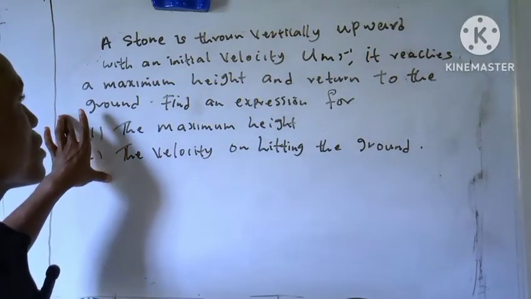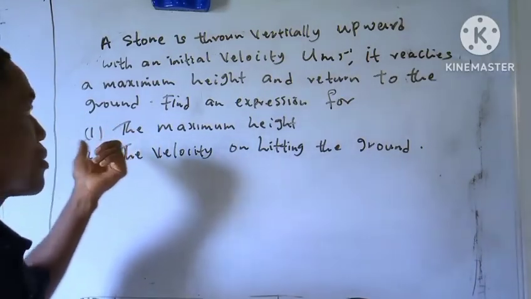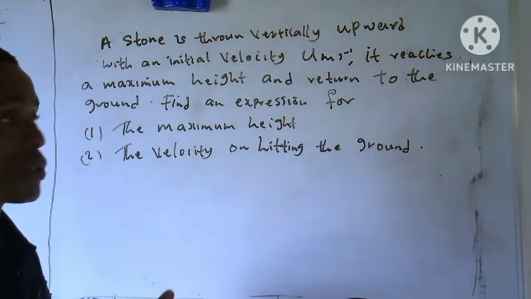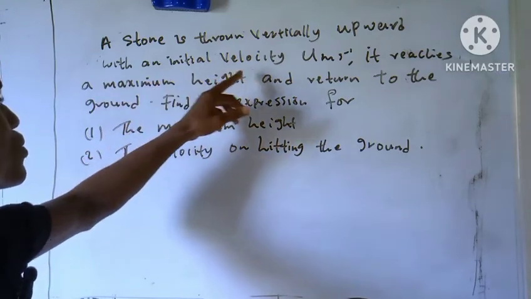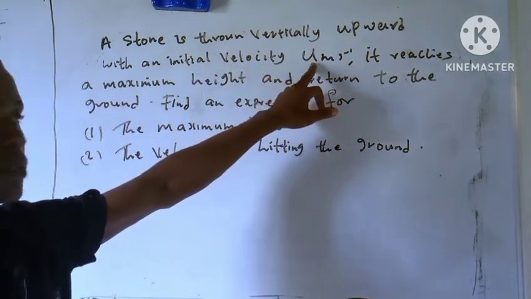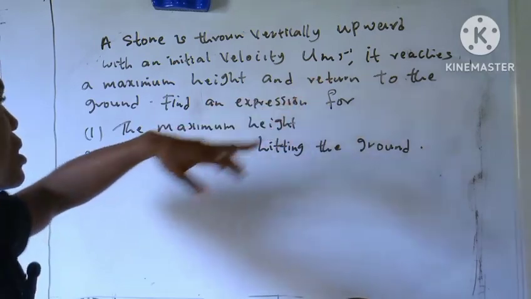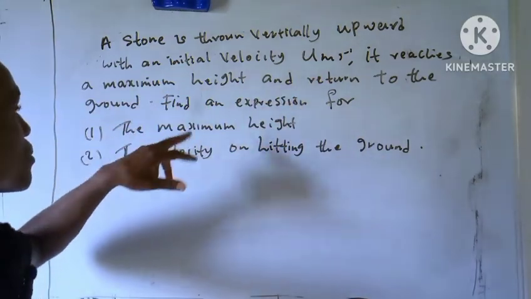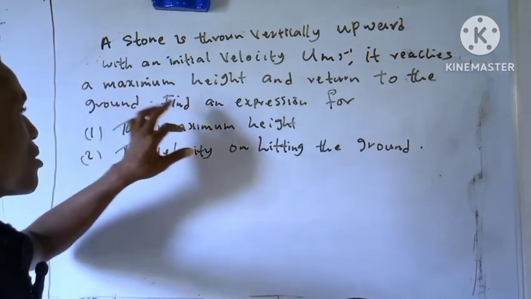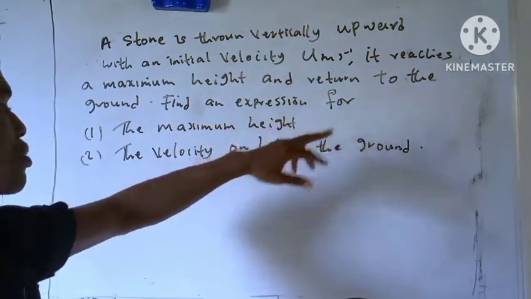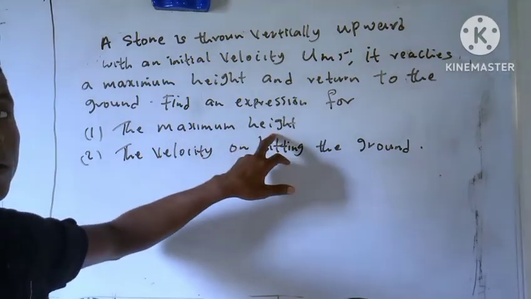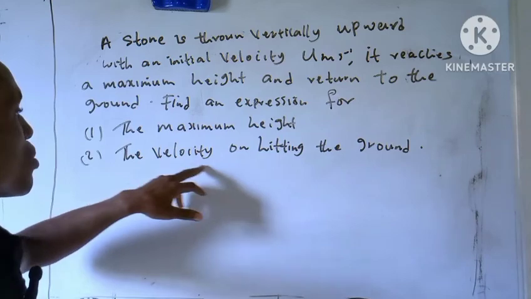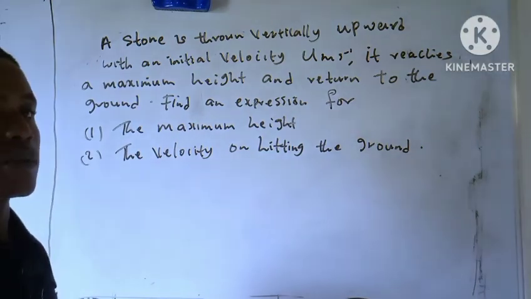So this is a question from physics under the topic motion. Okay, let's read the question. A stone is thrown vertically upward with an initial velocity u meter per second. Okay, it reaches a maximum height and returns to the ground. We have to find two things here. One, find an expression for the maximum height. Number two, find the velocity on hitting the ground.